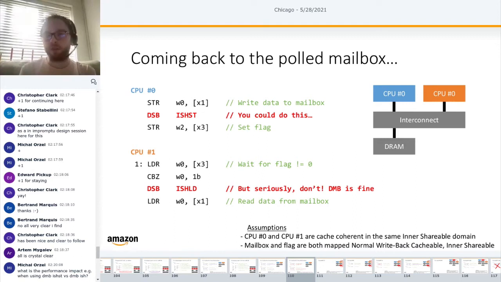But you're also future-proofing yourself, especially as you start to go to bigger and bigger systems, where you might have hundreds of cores in the inner shareable domain. Do you really want every load and store before to have been observed by the entirety of those hundreds of cores before every access after the DMB, or would you not just want to restrict that down, right?